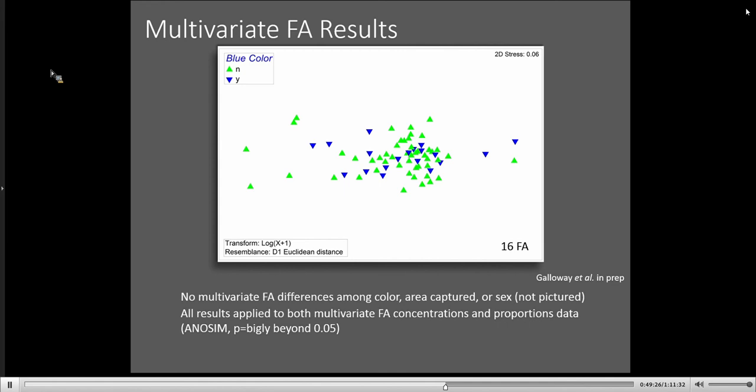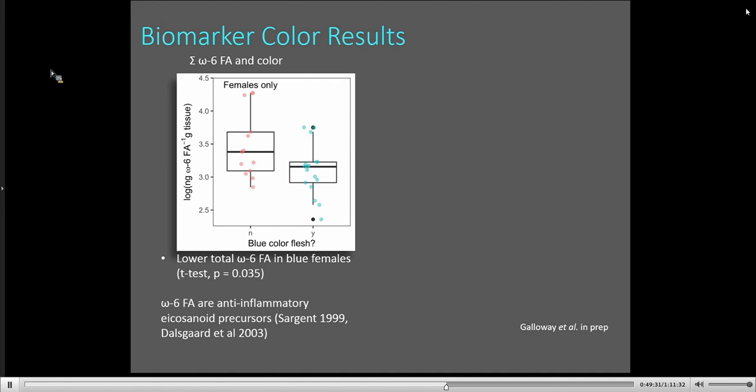So on the other hand, you can also use a couple of these univariate values. So I'm presenting some data here showing that there were actually lower total omega-6 fatty acids in the female. So this was a significant difference on this y-axis showing log omega-6 fatty acid content. So I still am not sure what the final interpretation of this is, but it is interesting because omega-6 fatty acids are anti-inflammatory eicosanoid precursors. So these are what are used for generating eicosanoids. And so that could be important. I'm not sure it is yet.